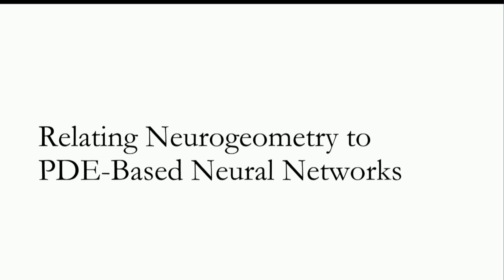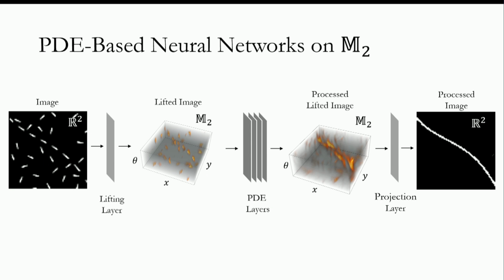Okay. And now we're ready to relate neurogeometry to PDE-based neural networks. So first off, you just saw the PDEs on R2, but the PDEs also work on M2, this high-dimensional space. So you can make a PDE-based neural network on M2. That looks like this. The data set here is, again, images with random local orientations, and the goal is to find the contour. So the network looks like this.